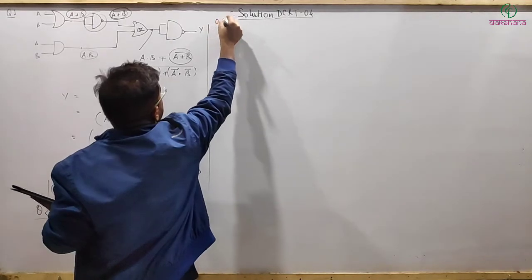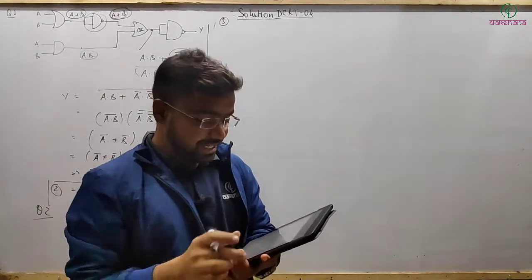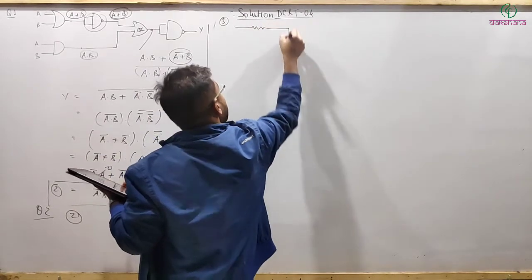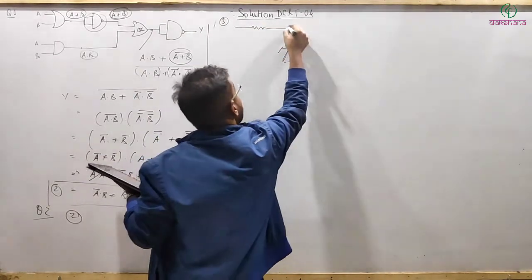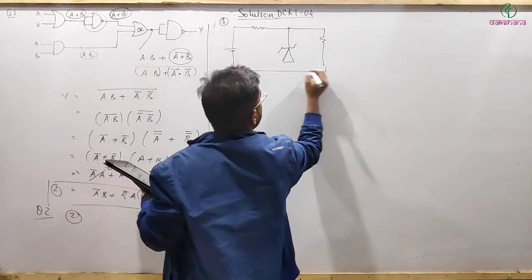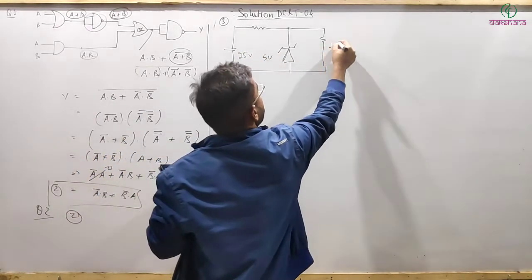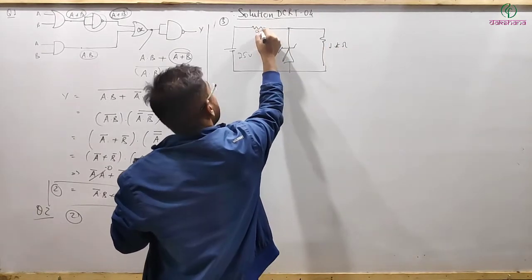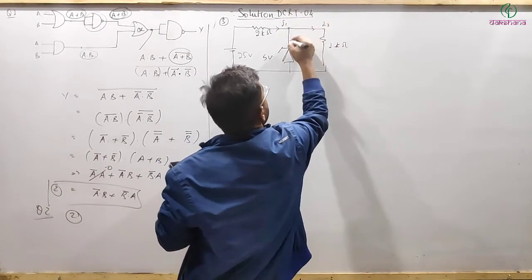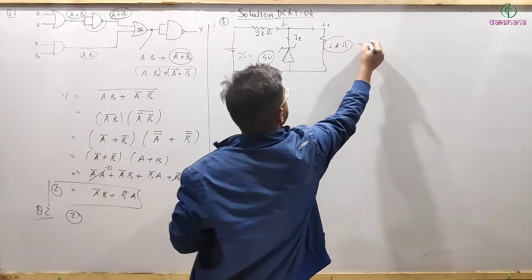Next, question number 3. Here the question says find the current through the Zener diode. Here the things are given. This is the Zener diode, and here we have another load, and this is 25 volt. The Zener diode is 5 volt. This is 1 kilo ohm, and this is 2 kilo ohm. So let me write this current as I1, this as I2, and this as IZ through the Zener diode.